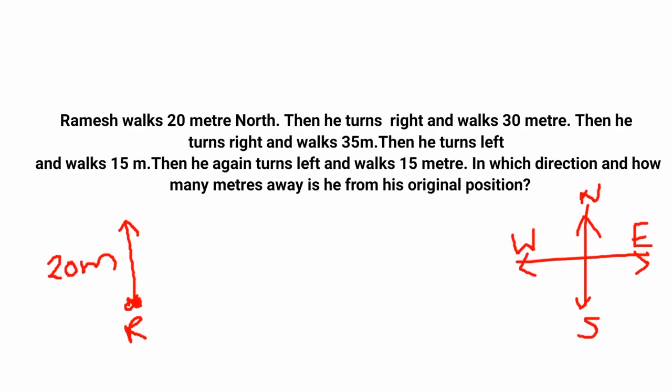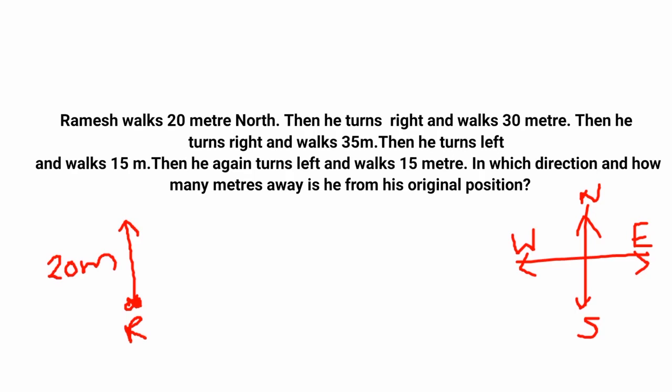So he is walking 20 meters north. After that, he turns right and walks 30 meters. Whenever you draw this, imagine that you are walking. You know your left and right. Left is always in anti-clockwise direction. Right means towards the clockwise direction.